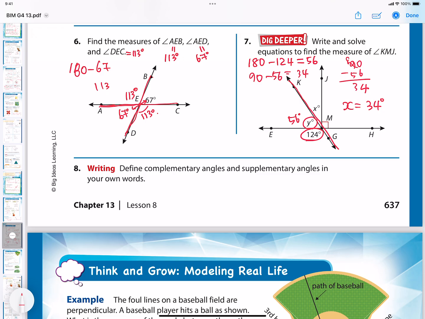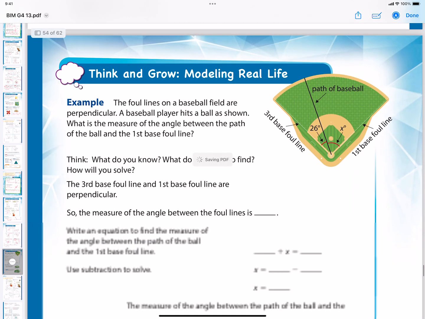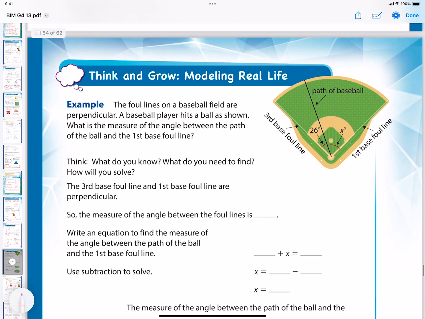All right, number 8. Define complementary angles and supplementary angles in your own words. That's on you. I'm not going to help, because they're asking you to write your own. But I'm going to give you a hint. Complementary is 90 degrees when you add two or more angles. Supplementary is 180. It doesn't have to be adjacent, remember, for complementary and supplementary. Use your own words.